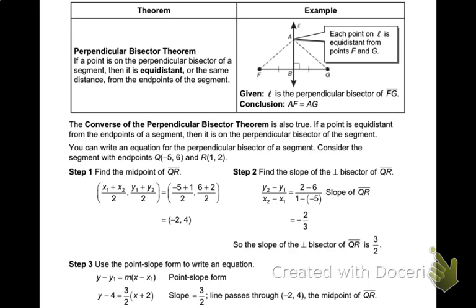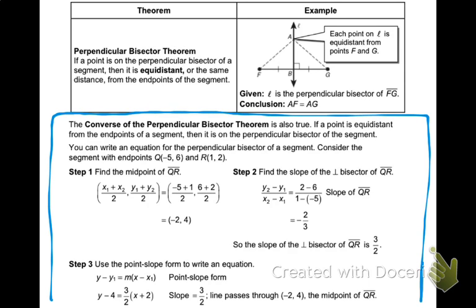I showed you this one yesterday, and I said this bottom half is what we're going to focus on today. Okay, this is what we're going to be doing today. We're going to be writing equations of lines that are perpendicular bisectors. Now, in order to do that, we're going to have the problem right here. You can write an equation for the perpendicular bisector of a segment. Consider the segment with endpoints -5, 6, and 1, 2.